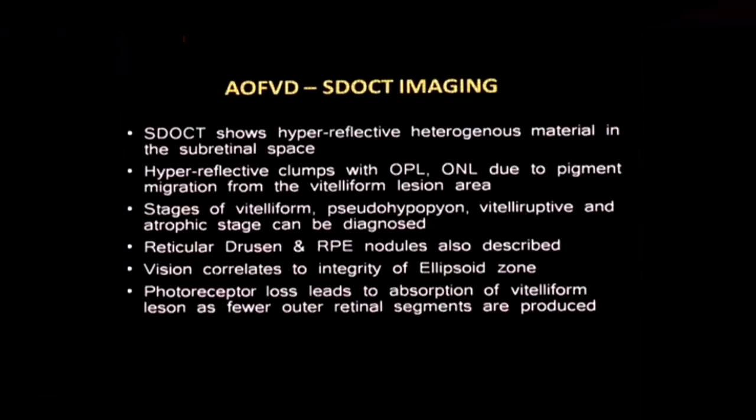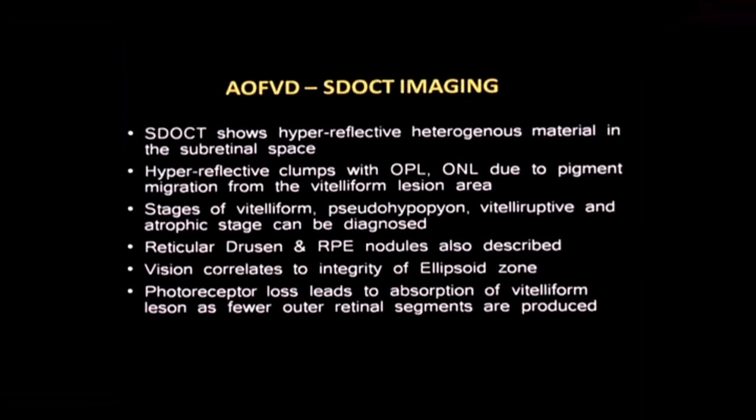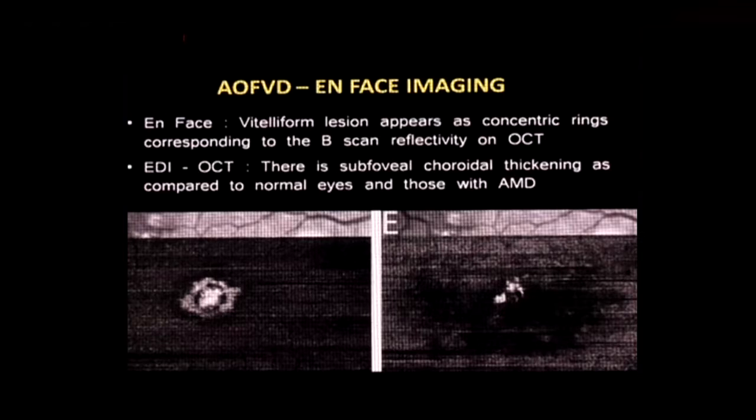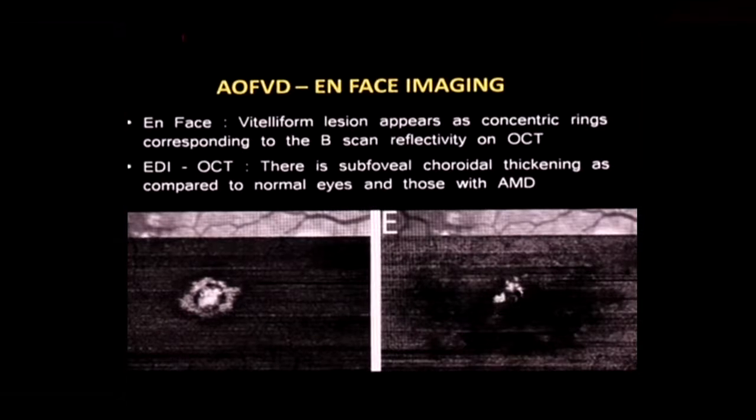So this is just a description of the 2, and the important thing is that loss of the ellipsoid zone, or the integrity of the ellipsoid zone, correlates with a dramatic drop in vision. On en-face imaging, what you would see is, again, concentric rings, and these concentric rings correlate to the hyperreflectivity on the B scan on SD-OCT. On EDI, there is one report which says that there is subfoveal choroidal thickening in patients with AOFVD as compared to patients with acquired lesions in AMD.